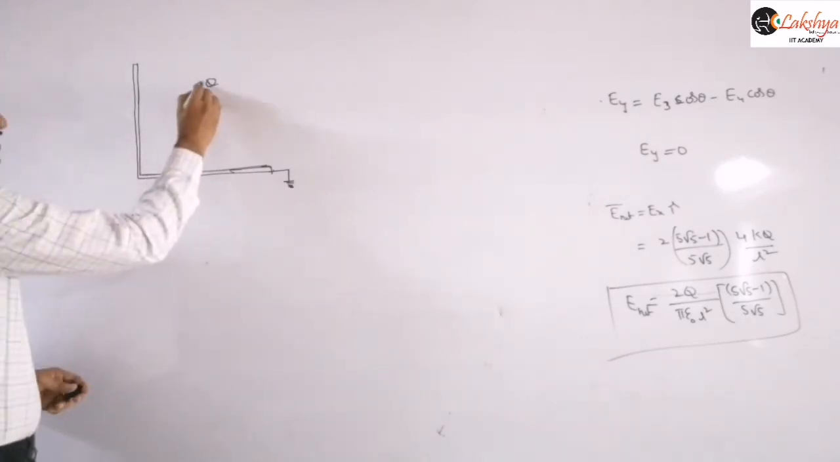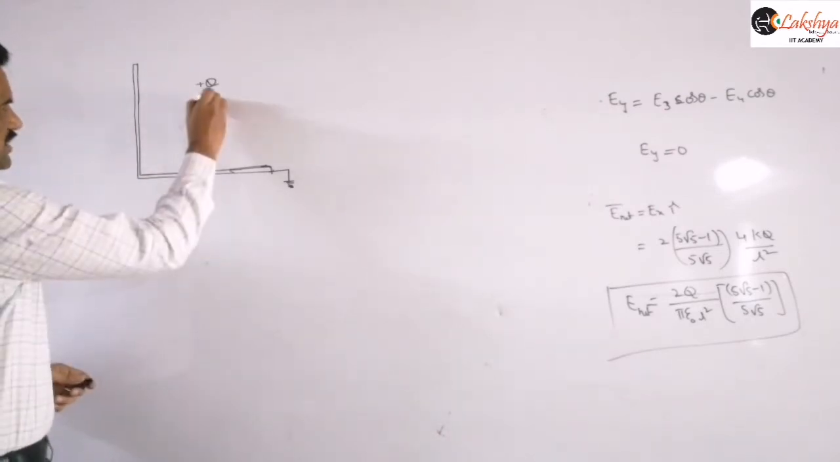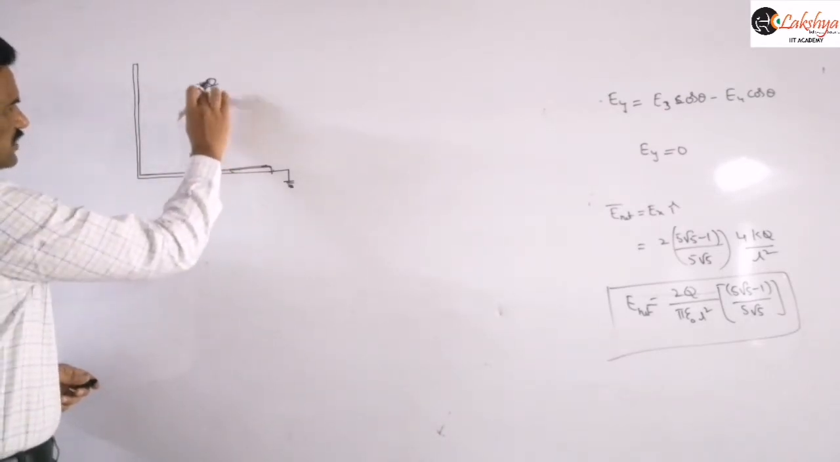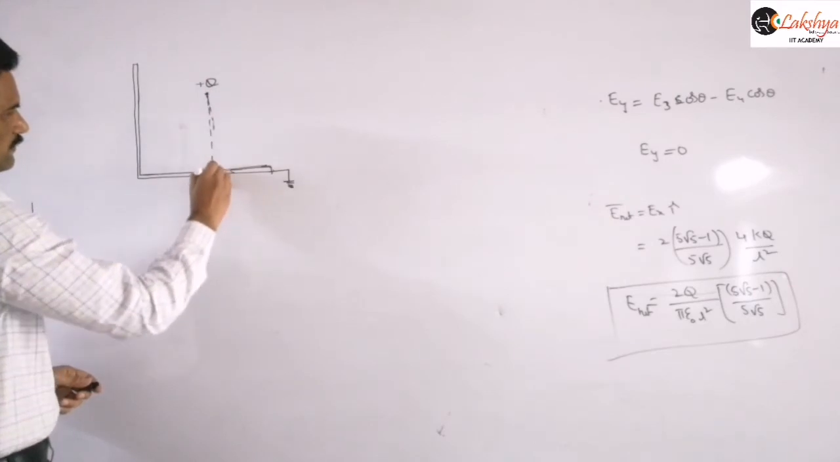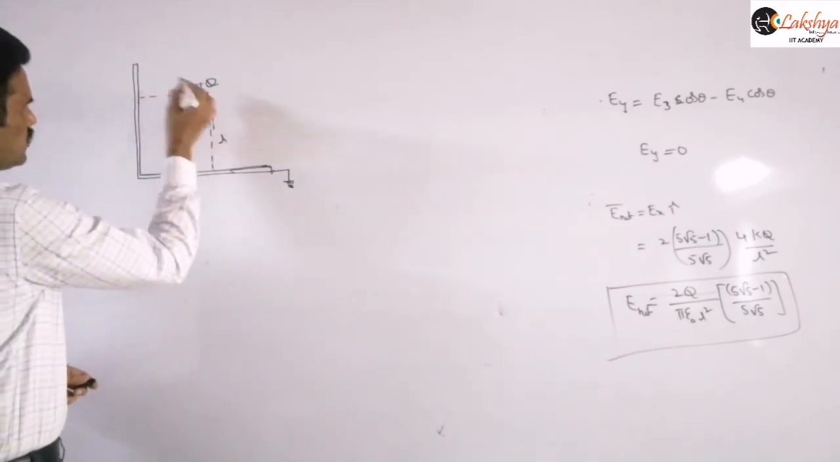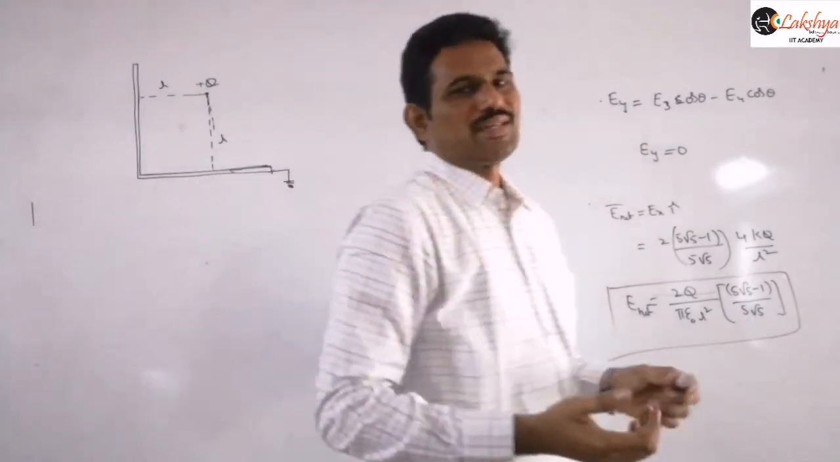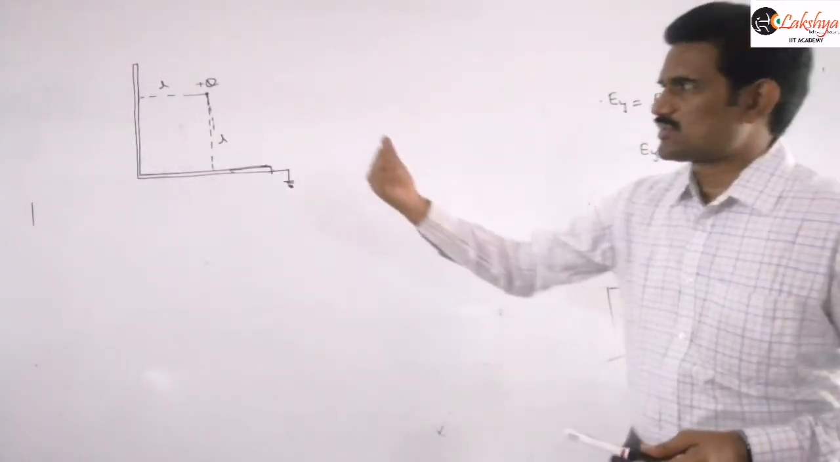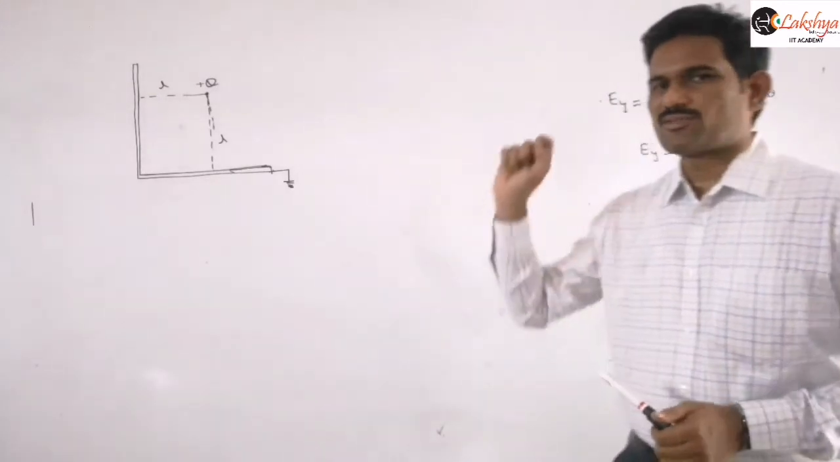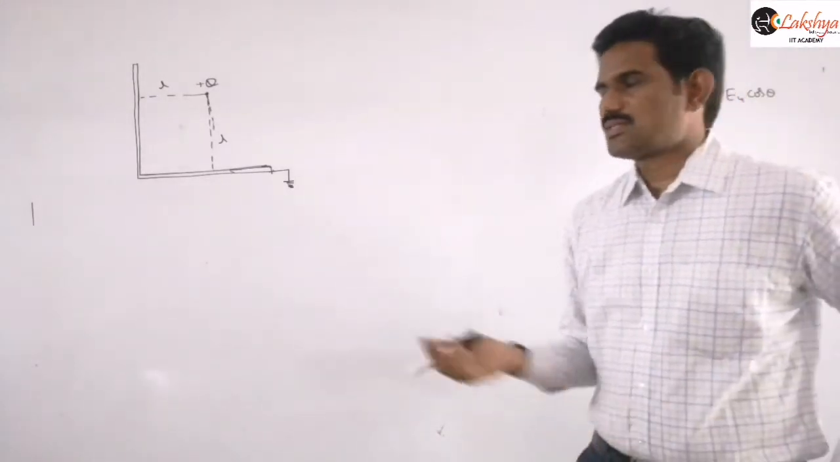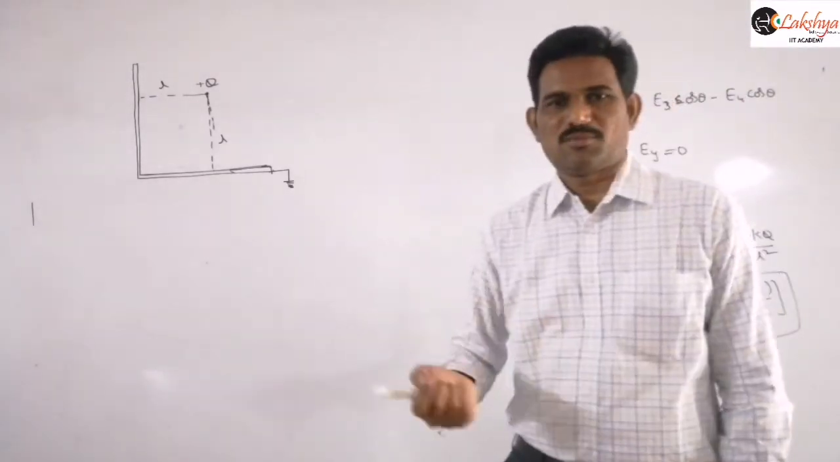So this is a positive charge here. I am placing a positive charge, say at a distance of L from each mirror. This is L and this distance is also L. Right? And so now we need to find the net force acting on this charge here. We need to find net force acting on this point charge. It's a simple calculation only, once you form the image here.